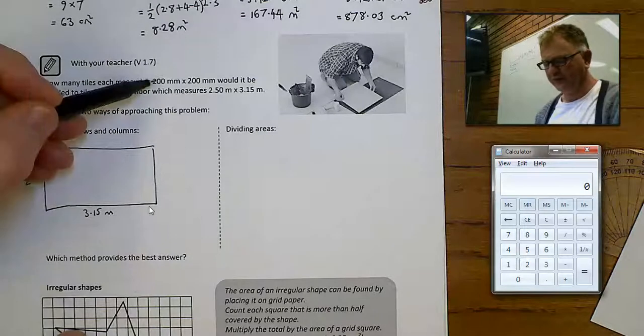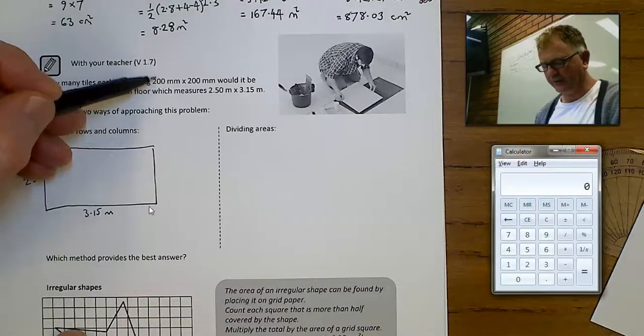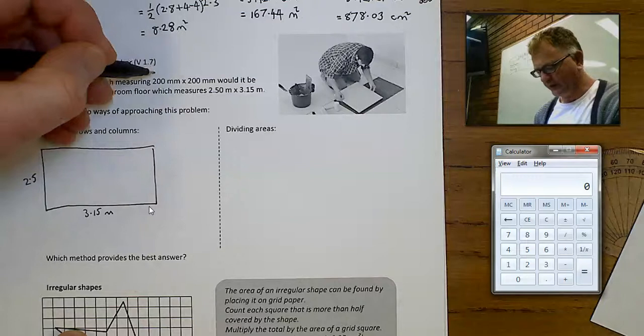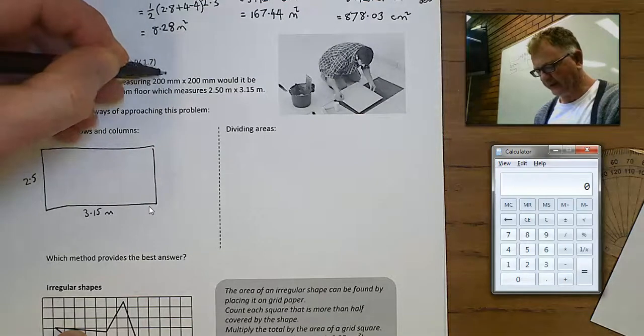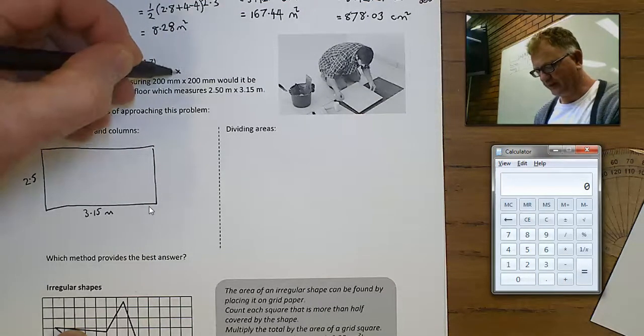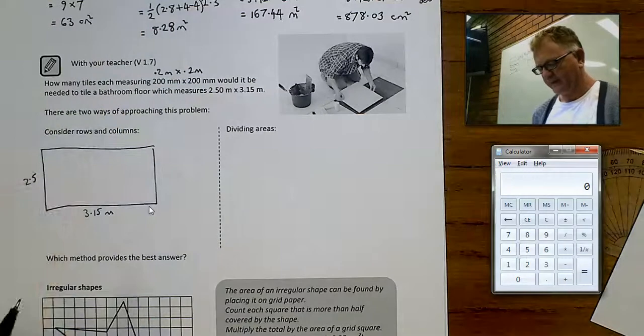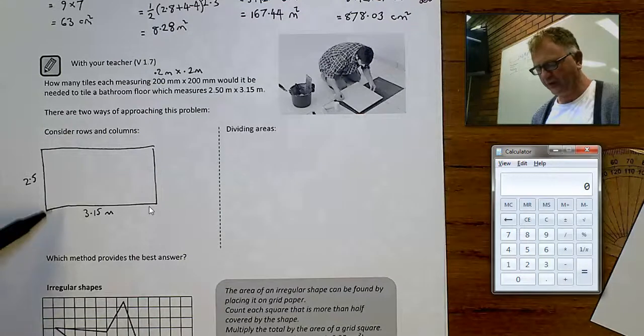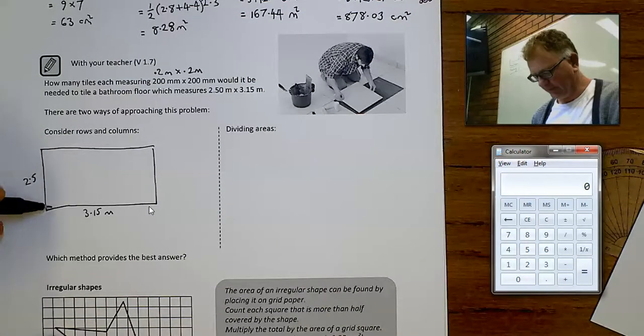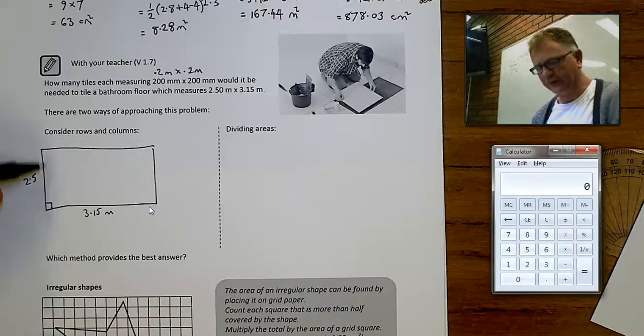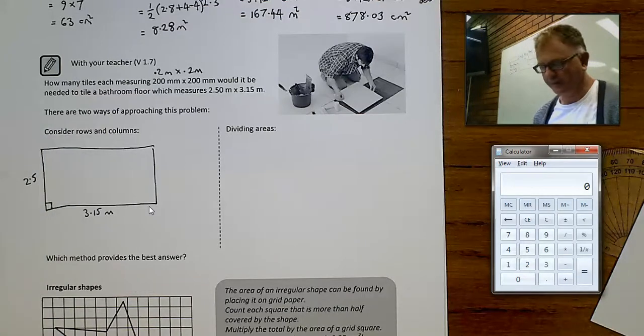200 millimetres, change to metres, you divide by 1,000. So really it might have been easier for us if this was written as 0.2 metres times 0.2 metres. Then what I'm trying to do is think of the number of rows of tiles. They're square tiles. I'm thinking about how many square tiles it's going to take in terms of rows and columns of tiles here on the floor.